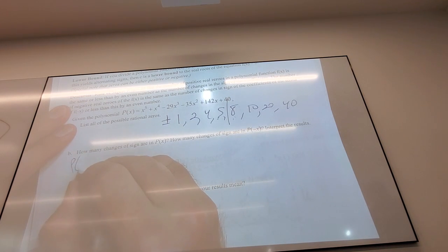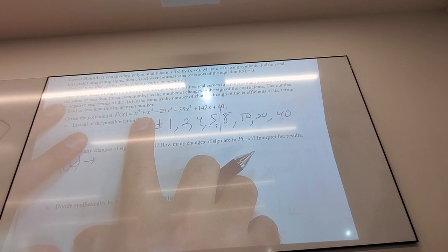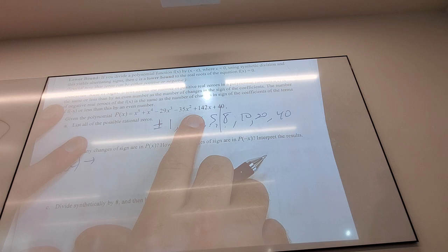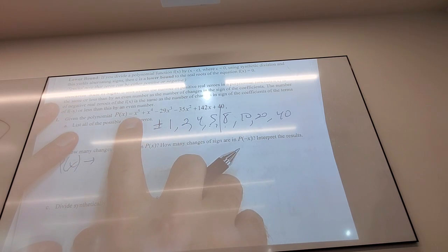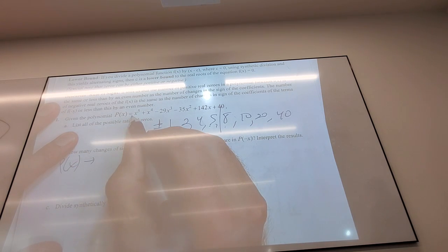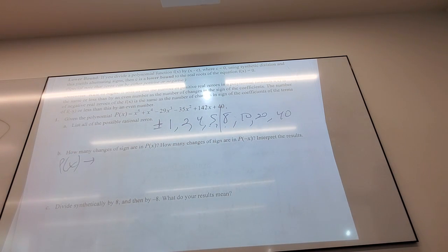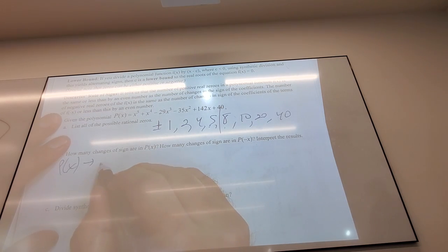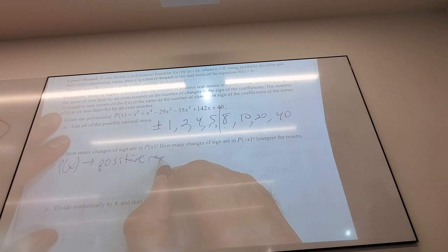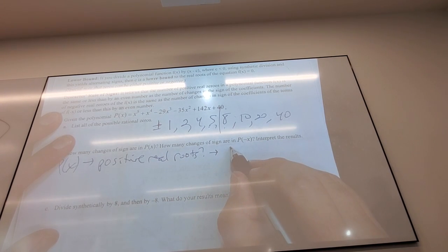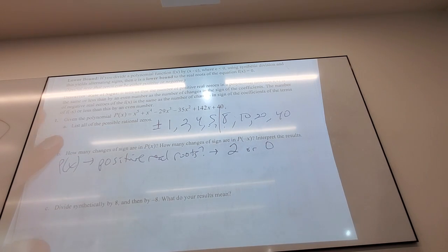Now look at P of X. How many sign changes do you see in P of X as you move? Does everybody see 2 sign changes? So as you move, it's positive, still positive. Now there's 1, still negative. There's 2. So as you move, does the sign change from one term to the next? How many times? Twice. So how many positive real roots possible? How many sign changes do we see? 2. So there's 2 or 0.